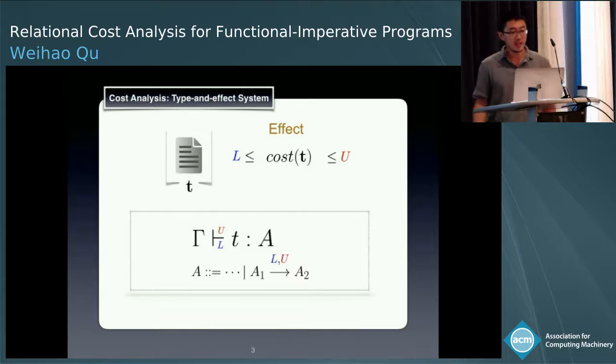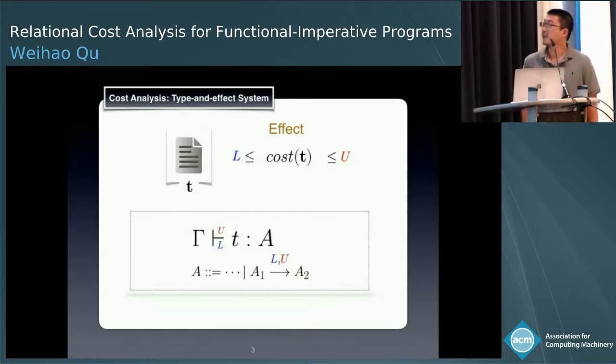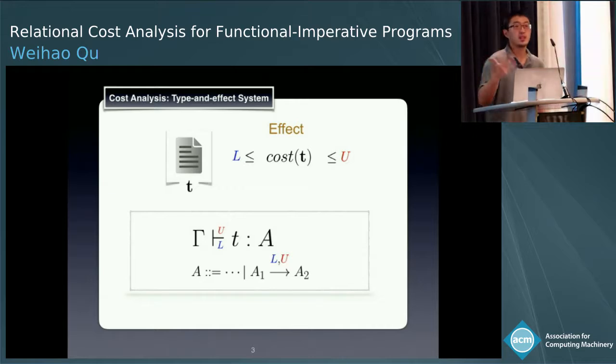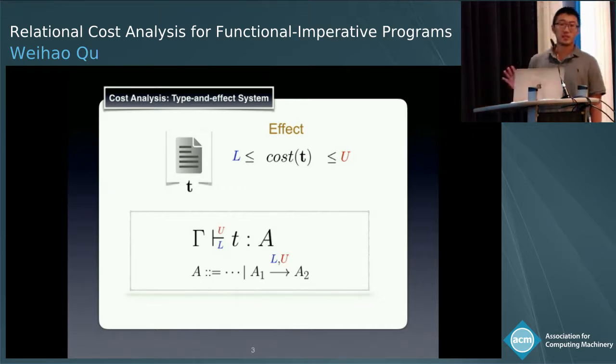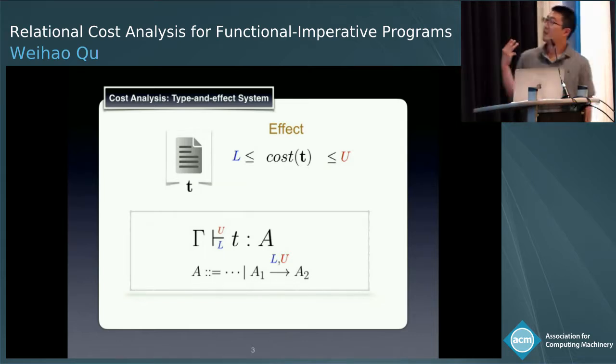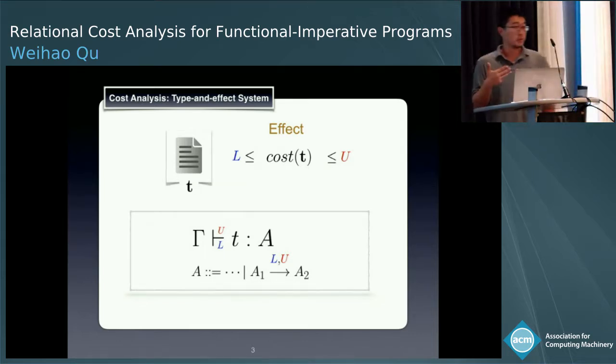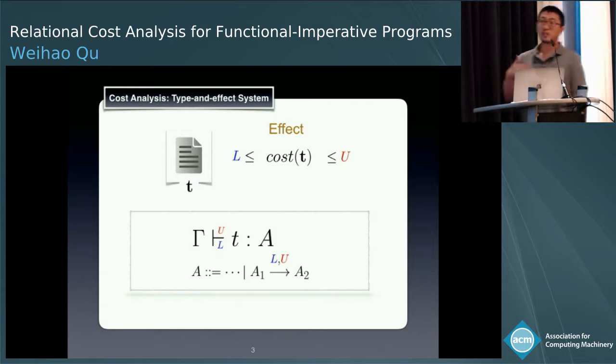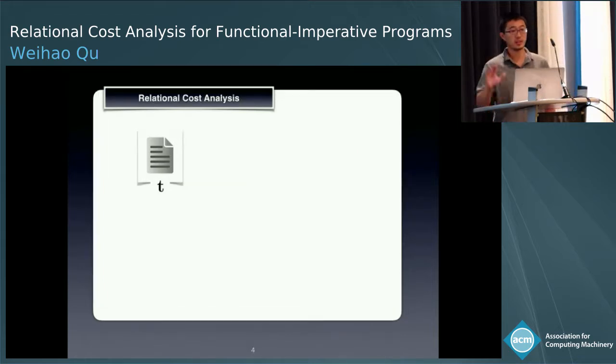And similarly, at the type level, an arrow type now has annotations to track the evaluation cost of its function body. And the benefit of having this type and effect system is that the cost information can be obtained via typing without actually running these programs, which is static analysis. This is already a very well-studied topic, but today I will not focus on it.